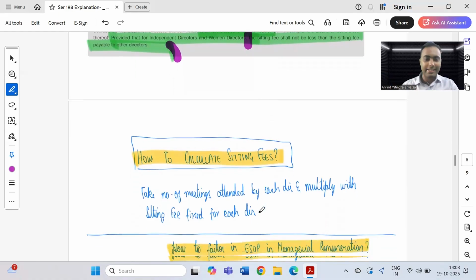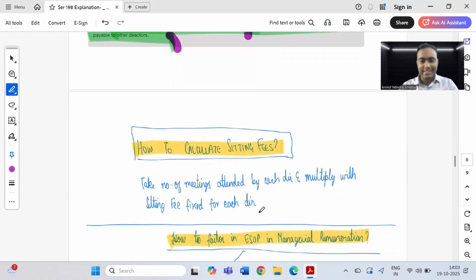Next, how to calculate sitting fees? Very, very simple. Just take the number of meetings attended by each director and multiply with the sitting fee fixed for each director. Let's say I have one woman director in my company. Let's say the sitting fee for the woman director is 90,000. Let's say the woman director attended 5 meetings throughout the year. So 90,000 into 5 will be 4,50,000, the sitting fee for the woman director.